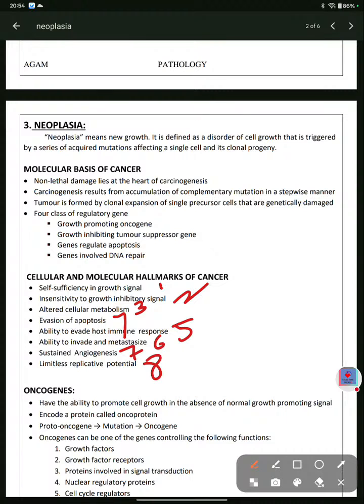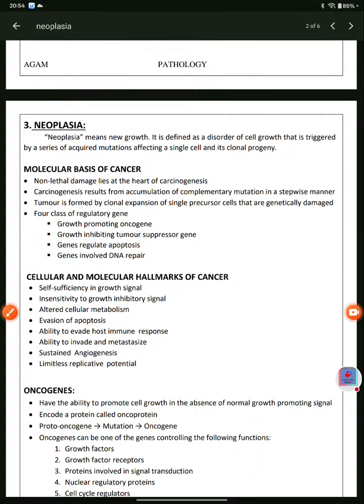So eight hallmarks are there. One is self-sufficiency of growth signal; it does not need any growth signal. Insensitive to growth inhibitors; it does not react to the inhibitory signal. It has altered cellular metabolism. There is no apoptosis. There is no immune response effect on it, and it can invade and metastasize. Then angiogenesis and limitless replicative potential.